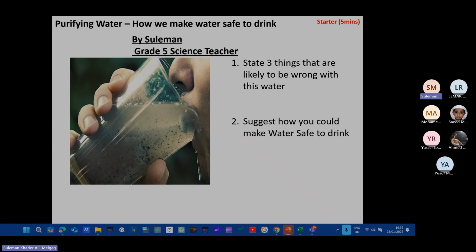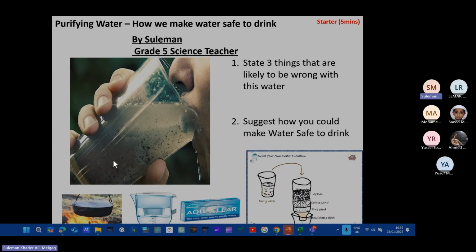Okay, so that is that. So here is an example. Some people just boil it to kill the bacteria. But when you boil it and make it hot, it still has small stones in there. Some people put chemicals in there. Okay, some people use filtration. The word is filtration. Those are examples.